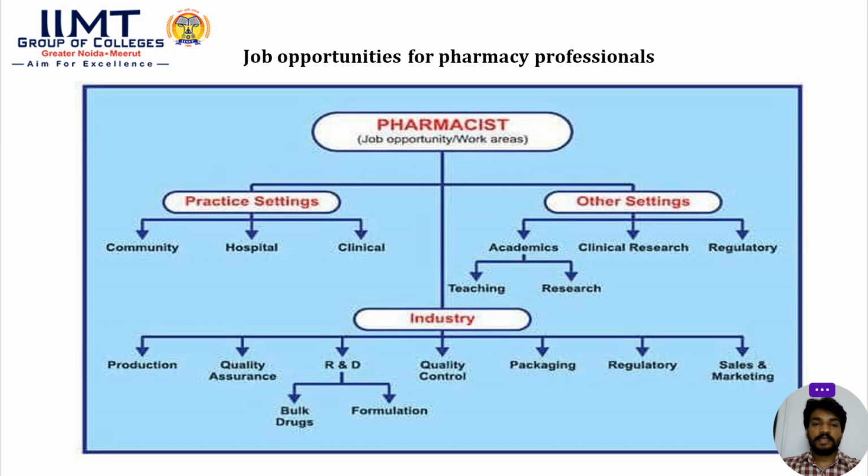A pharmacist can work in three settings. First is practice settings, second is other settings, and third is industry. Talking about the practice settings, he can work as a community pharmacist, hospital pharmacist, or clinical pharmacist. Talking about the other settings, first is academics, where he can teach or do research. Second is clinical research, and third is regulatory. Talking about the industry, a pharmacist can work in production, quality assurance, R&D, quality control, packaging, regulatory, and sales and marketing.